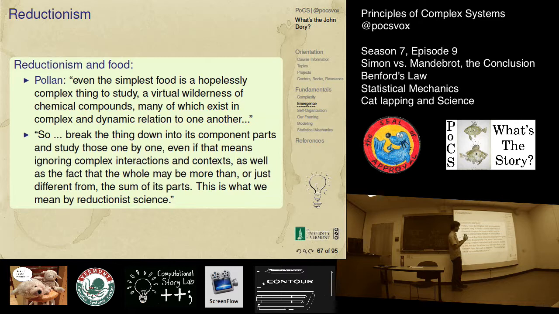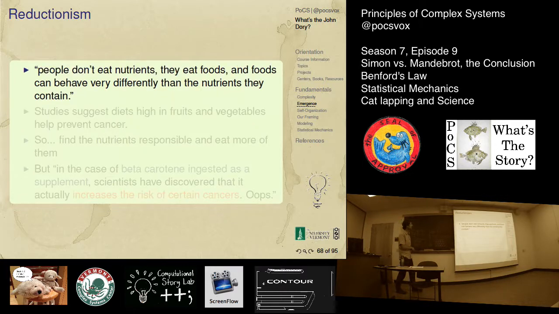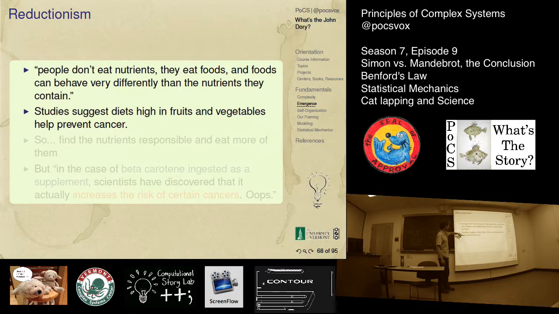So break the thing down into its component parts and study these one by one. We have to do that. This fits in with the whole story of science, even if it means ignoring the fact that the whole may be more than, or just different from, some of its parts. This is what we mean by reductionist science. And you shouldn't say this is bad, but he kind of says this: people don't eat nutrients, they eat foods, and foods can behave very differently than the nutrients they contain. True. Diets high in fruits and vegetables.